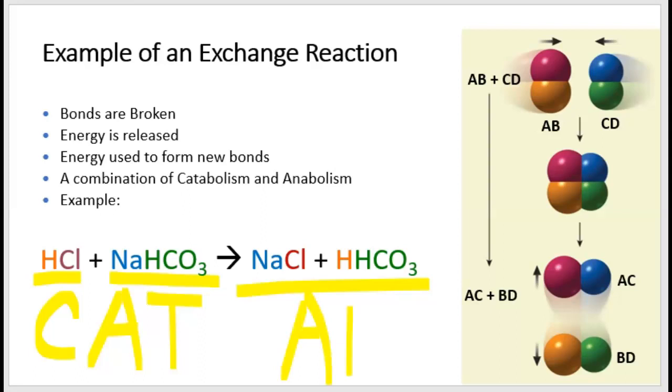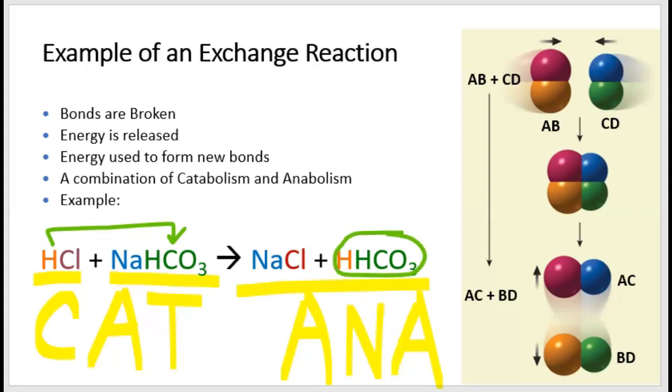So there's also an anabolic component. For example, the hydrogen from hydrochloric acid is going to combine with the bicarbonate, and so this is the product that you get. They're just swapping partners, really. And then the chlorine will go to the sodium and you'll get table salt. So that's an example of an exchange reaction.